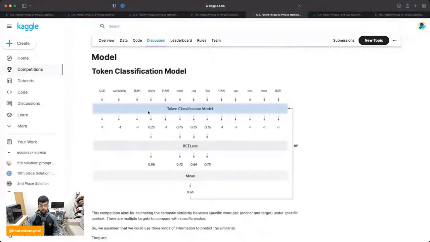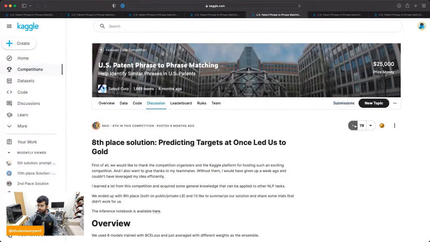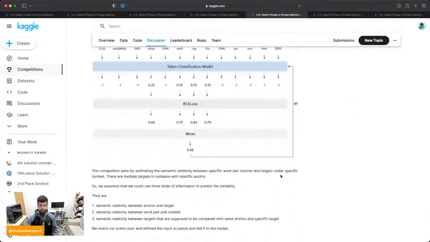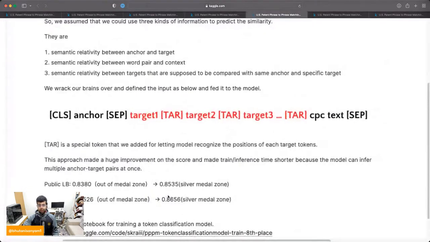So that's the eighth place solution. Again, the cool thing for this team was, we've seen this, but shuffling the targets and then having a target token before adding the targets or concatenating them.